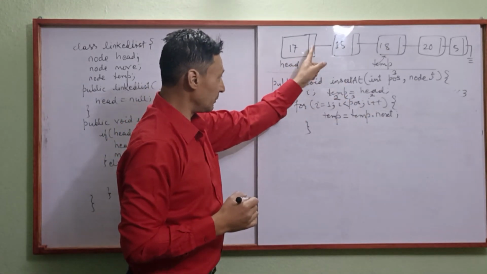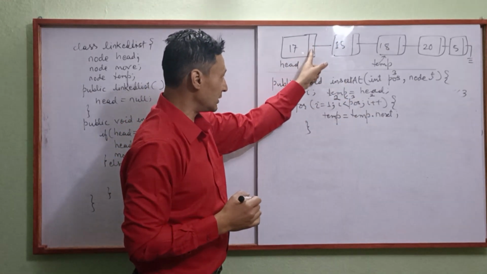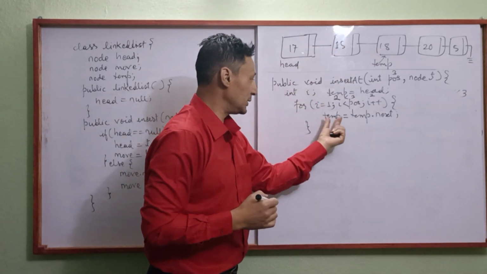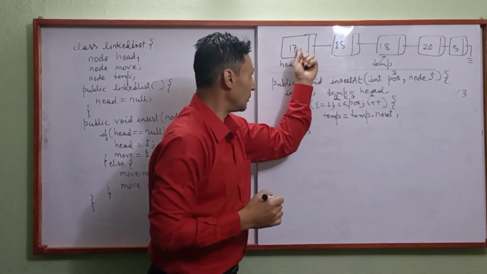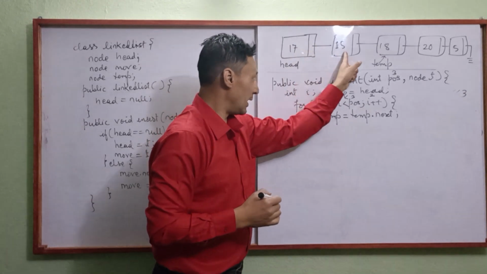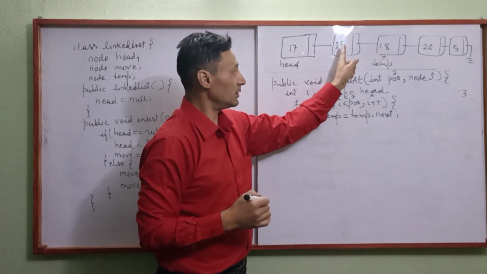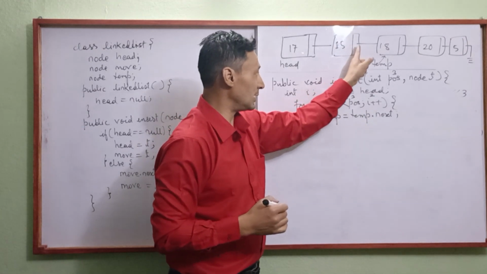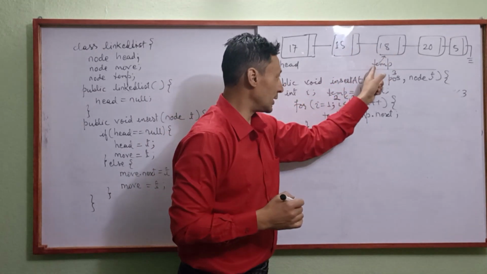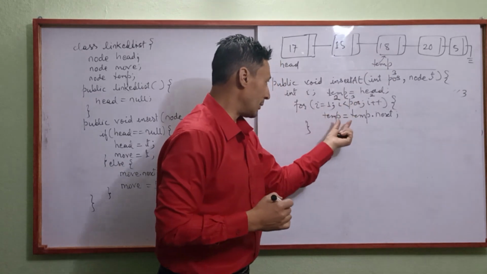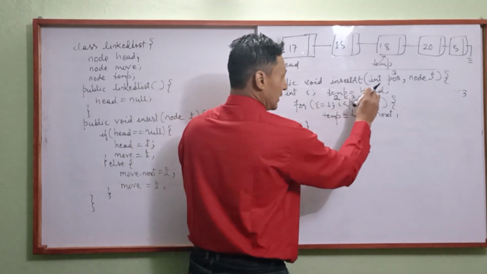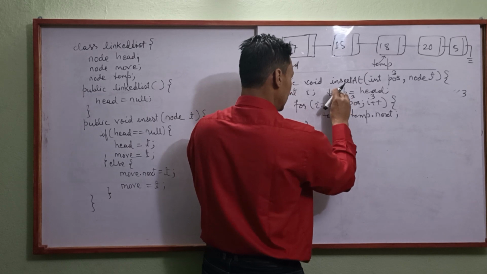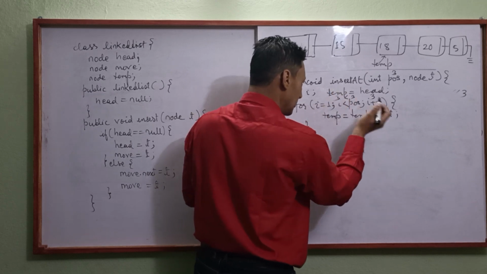We are doing temp equal to temp of next. Initially this is temp, and this next contains a reference of this node, so as we do temp is equal to temp of next, temp will come here. Then if we do temp is equal to temp of next again, the next has the address of this node, so temp will point to this node. Now i will be incremented and become 3. Now 3 is less than 3, that is false, so we are out of the loop.